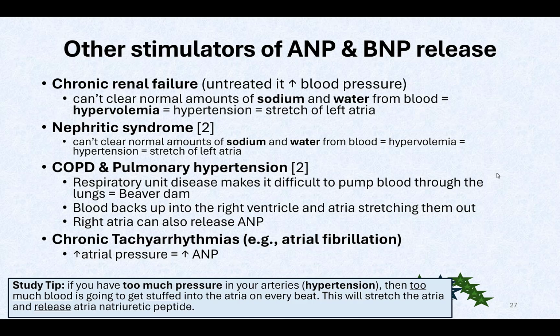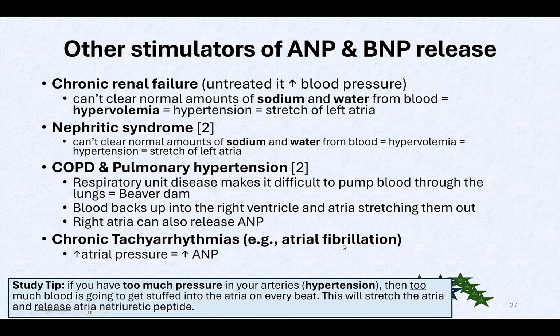COPD and pulmonary hypertension. So the respiratory unit we talked about somewhere: the alveoli. There are diseases like COPD, chronic obstructive pulmonary disease, which is usually a combination of chronic bronchitis and emphysema. They inflame the alveoli and the microcirculation around the alveoli, so it makes it difficult to push blood through the lungs. So blood backs up into the right heart, the right ventricle at first, and then it backs up into the right atrium and stretches it, and there you go. The stretch of the right atrium will cause the release of ANP.